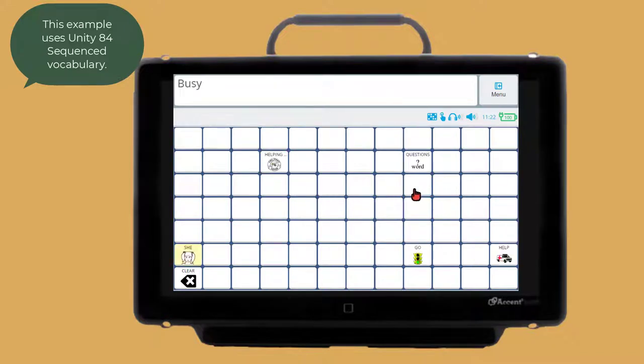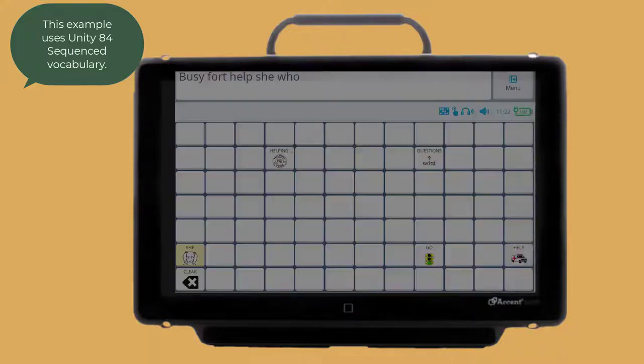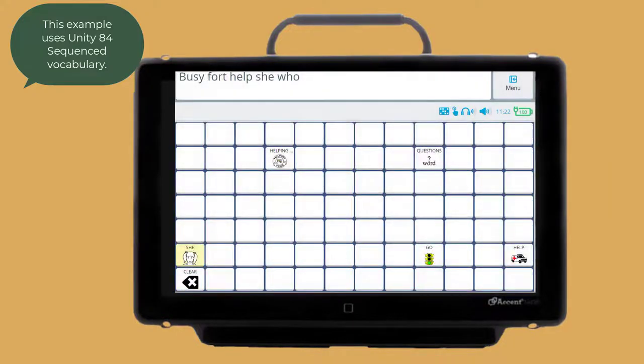Busy, fort, help, she, who. Please pause while reading the story to interact with your communicator. We hope you enjoy this story.